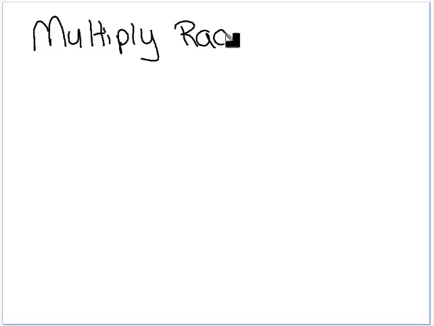Today we are going to multiply radicals. We're going to have one more step. We're going to multiply them, and then we're going to simplify them the way we know how to. The one nice thing about this, though, is we're not going to have variables. We're just going to multiply numbers, which hopefully all of you can do.